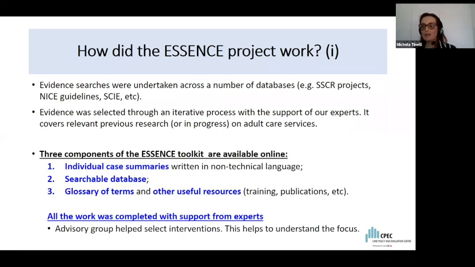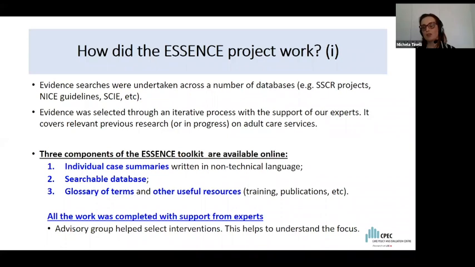As part of the Essence toolkit that we produced with the project, we have three different elements. First of all, we have a selection of case summaries. We wanted to focus on particular interventions. They are written in non-technical language, and they provide a summary of the core set of elements that we want to communicate. I will explain the structure of the summaries in a minute, and Annette will provide you a practical example of a case summary.